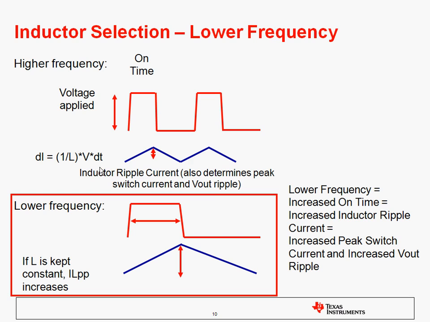Okay, so let's take another look at what happens when we lower the frequency. This diagram here is to scale, and it shows that if we decrease our frequency and maintain the same duty cycle, this on time is going to be longer, and therefore our inductor current is going to rise more. This peak-to-peak inductor current, though, we want to maintain at this low level because we want to maintain our Vout ripple, and we also want to not violate our peak switch current.